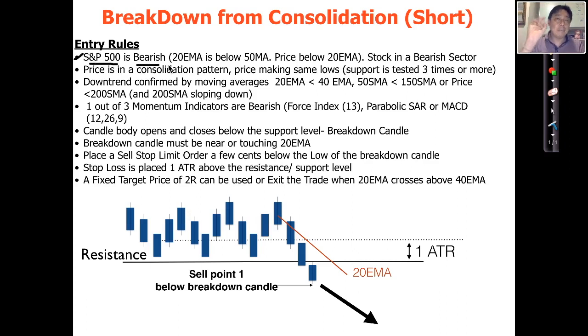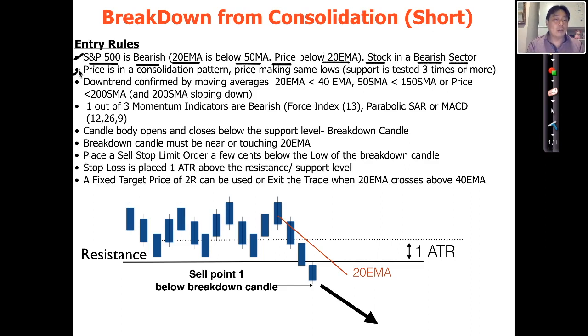So looking at the S&P 500, ensure the 20 EMA is below the 50 moving average, and the S&P 500 is below the 20 EMA. Okay, and ensure that the stock you're trading is in a bearish sector. Again, do refer to your notes in level 1 of the stock trading course on how you check the sector charts on FinViz. Go to sector, and look at the sector charts on FinViz under groups.